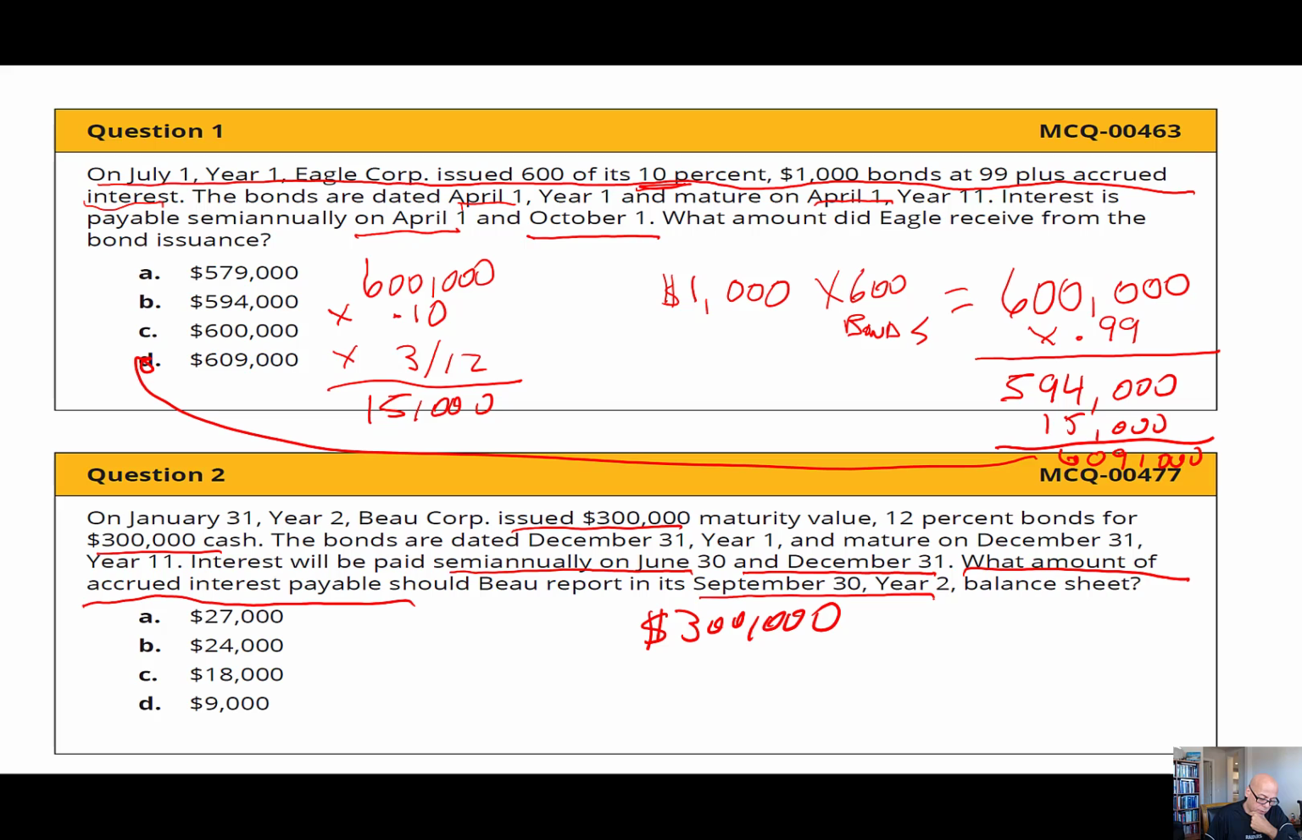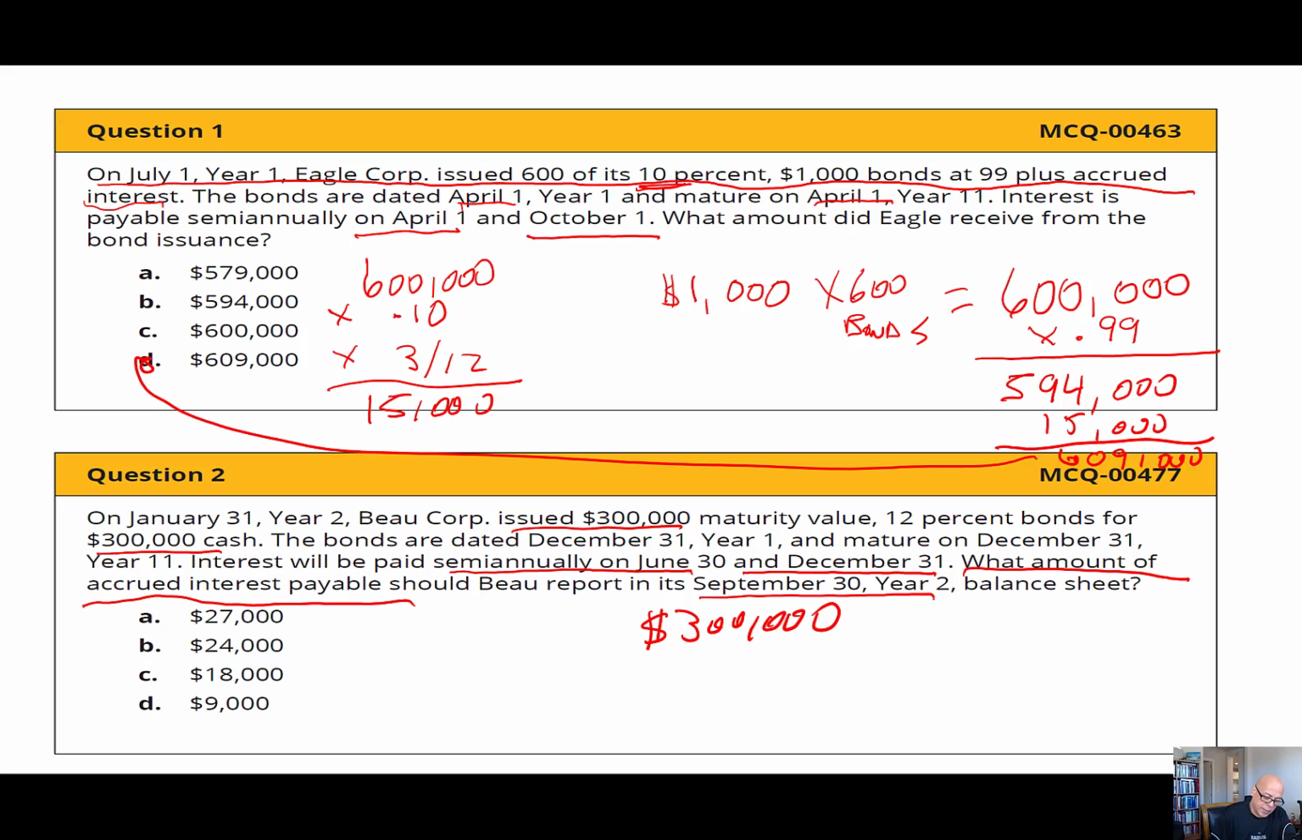Okay, so what's happened? Well, the bonds pay interest on June 30th and December 31st. So we would have paid interest on June 30th, right? And then what happens? Then we've got all of July, sometimes the hard part for me these days is remembering the calendar, right? All of July, all of August, all of September. We've got 3 months of interest that is accrued up to September 30th, when apparently they're preparing their balance sheet and want to figure out the interest payable.